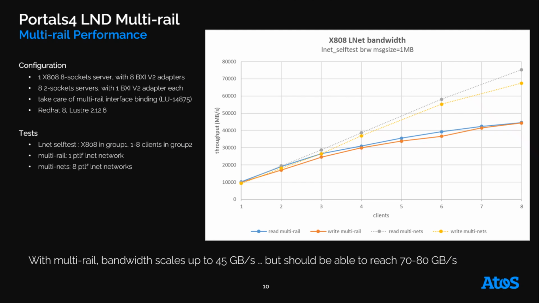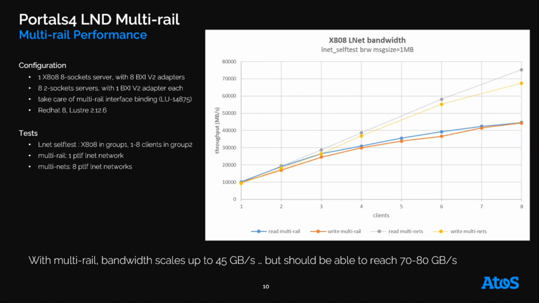What is the LNet performance in a multi-rail configuration? This has been evaluated using a FAT X808 server with 8 BXI devices connected to 8 client nodes with one BXI device each. We compared the performance of the multi-rail configuration with the multi-net configuration where each BXI device of the FAT server is configured in a distinct PTLF network connected to one of the client nodes.